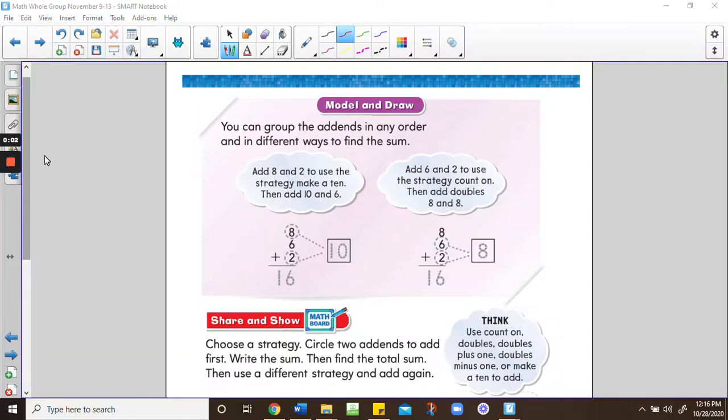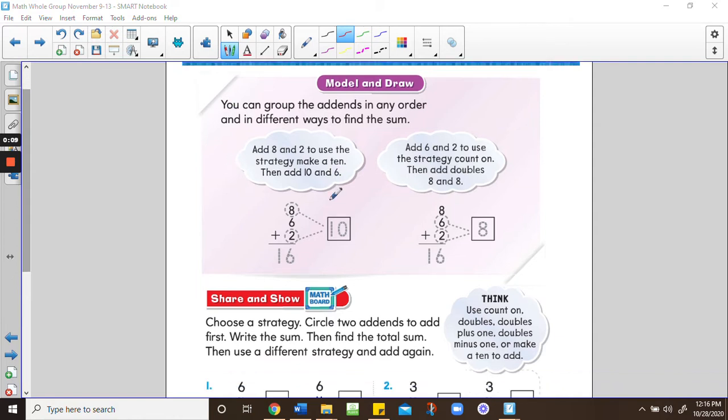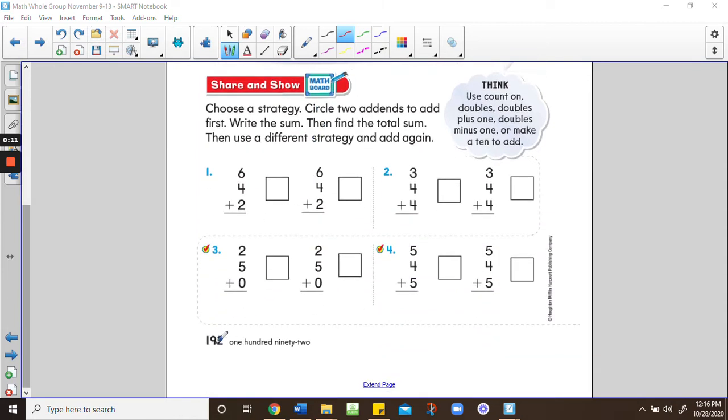Hi friends! Today we are going to be learning to add three numbers. So you are going to be on page 192. And as with any recorded lesson, you can pause it or stop it at any time and replay anything you don't understand.